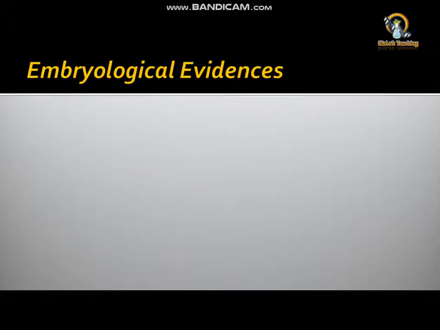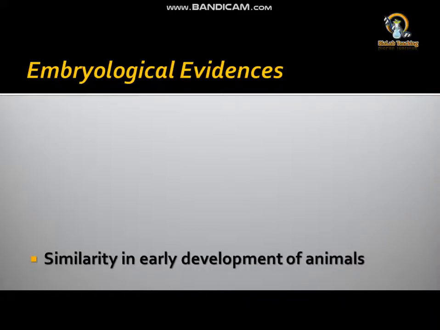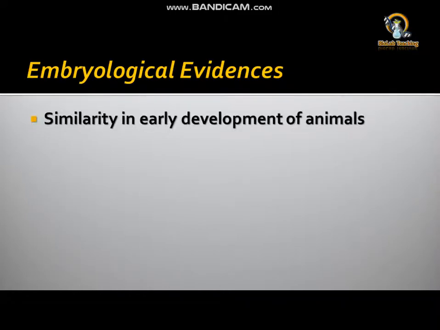First of all, dear students, let's come to the embryological evidences. What are these evidences that are in favor of evolution? Adult organisms may have different forms from each other, but their embryos greatly resemble one another. The first evidence is the similarity in the embryonic development of animals.